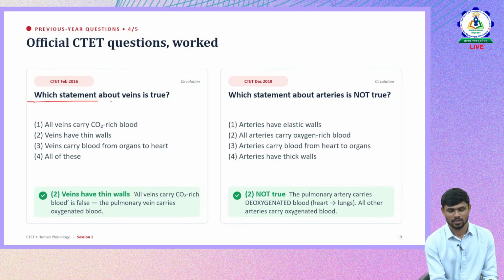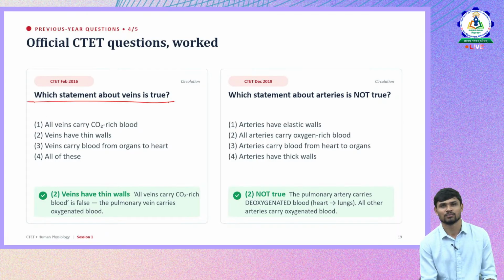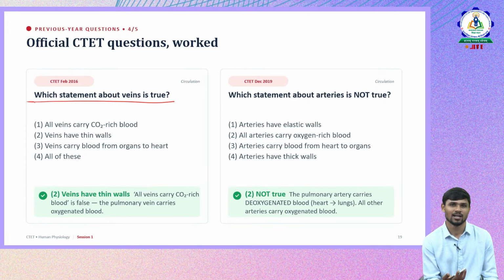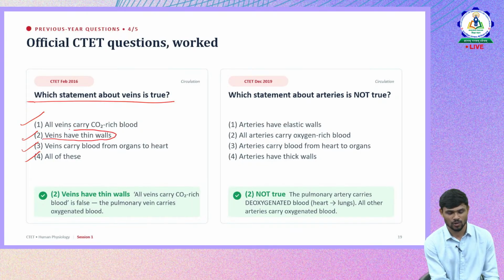Then which statement about veins is true? We should remember what they carry and what kind of blood they carry. Is it all veins carry O2 rich blood? Is it veins have thin walls? Is it veins carry blood from organs to heart? Is it all of the above? It is veins have thin walls.